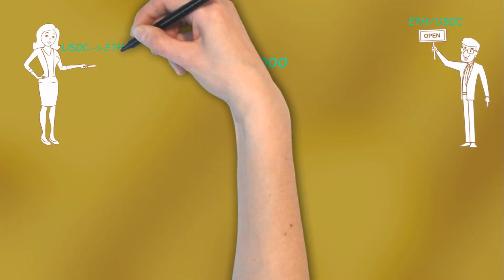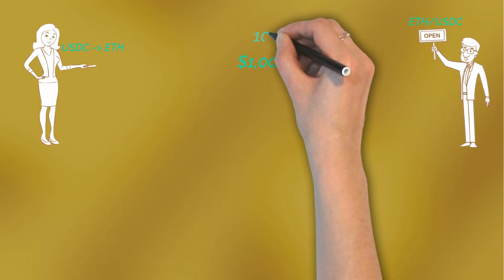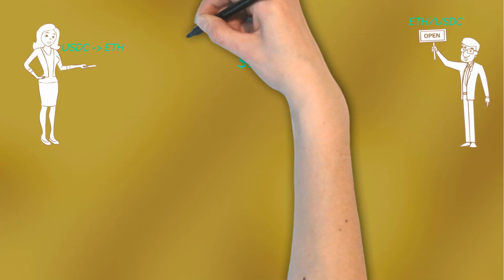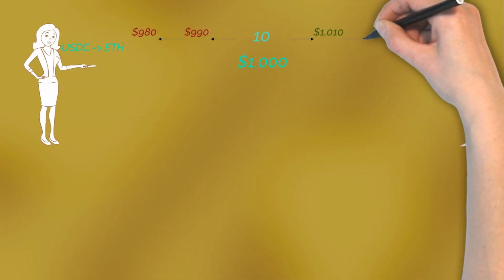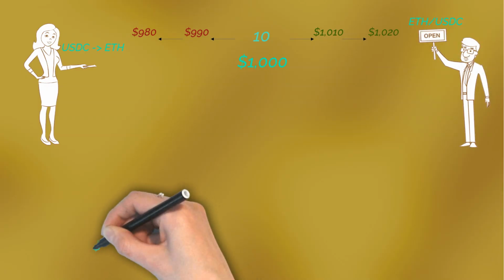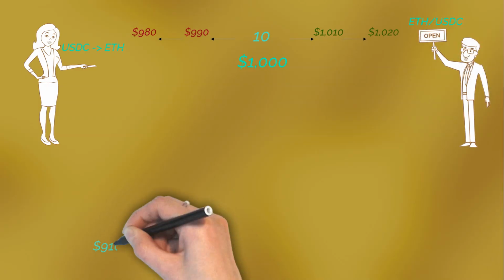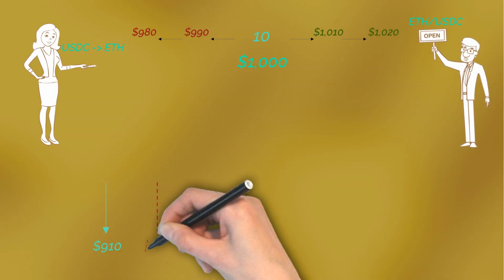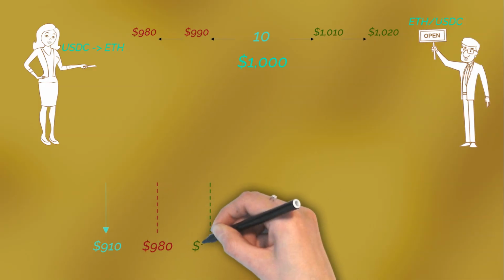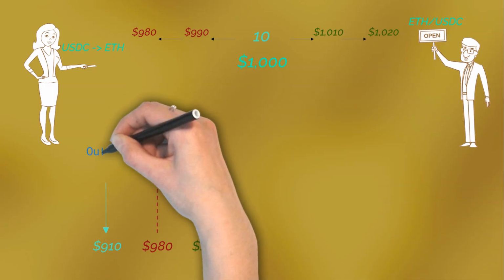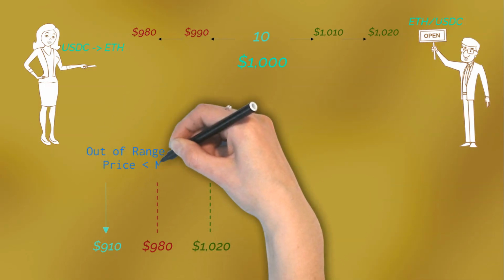When you choose a tick spacing of 10 and your lower tick is equivalent to $980 and your higher tick equivalent to $1,020, if in the future the pool price becomes $910, you stop earning fees because the pool price range becomes above the current price. In other words, the current price dropped below the pool's minimum price.